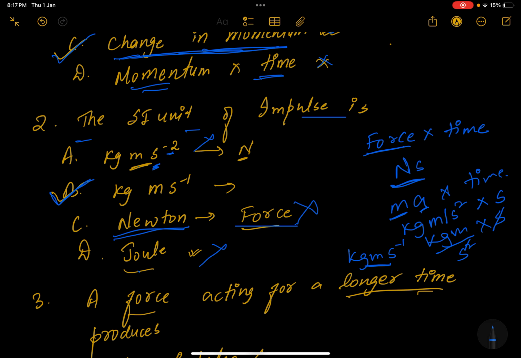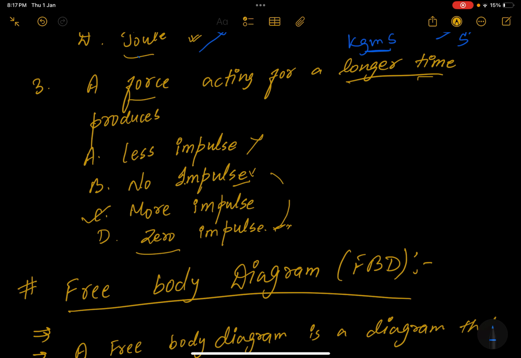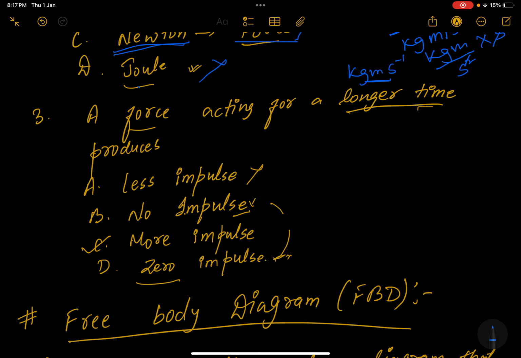We can also find it from this, that impulse is change in momentum. What is momentum? Mass into velocity. Unit of mass is kg, unit of velocity is meter per second, so kg meter per second.